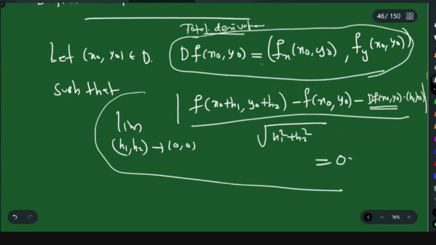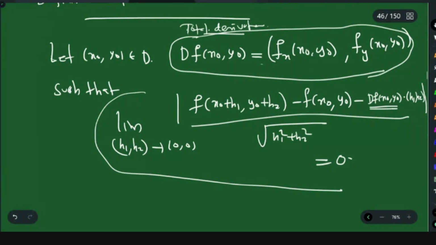Once the function is differentiable, once the total derivative exists at some point x naught y naught, you can easily compute the total derivative. It is nothing but df at x naught y naught, that is your del f, fx at x naught y naught comma fy at x naught y naught. This vector is your derivative at x naught y naught. So this is the total derivative.